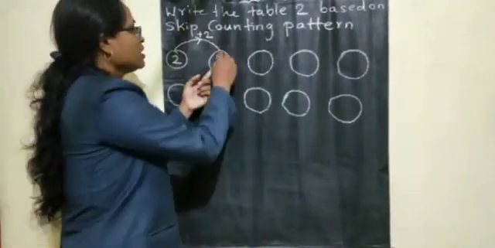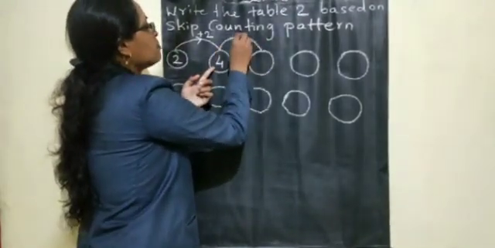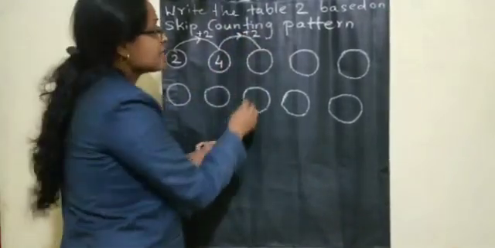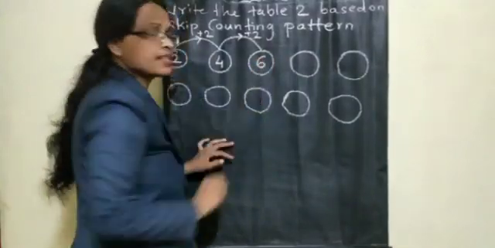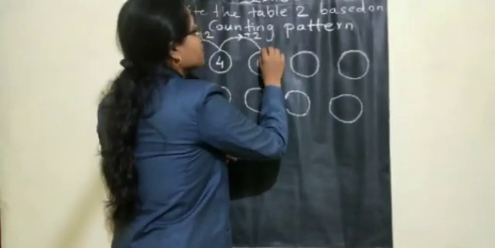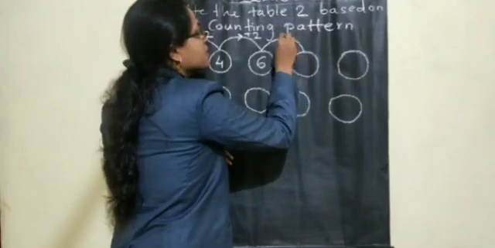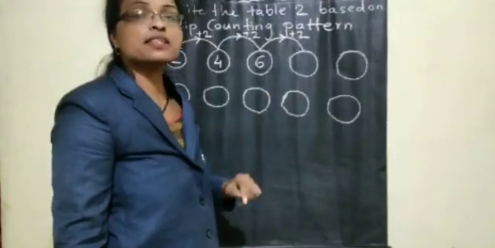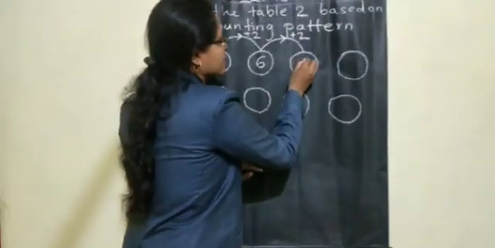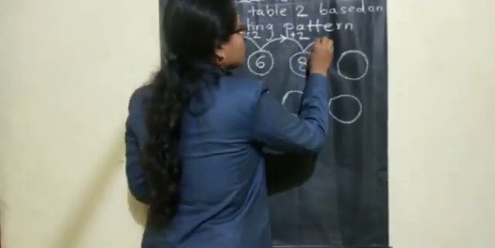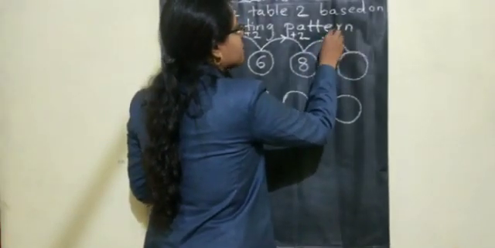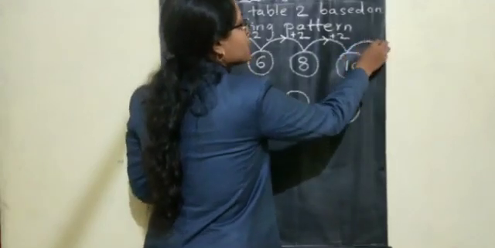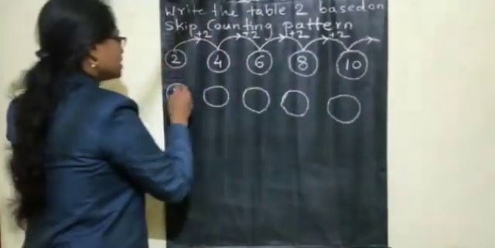For this 4, again if you add plus 2, 4 plus 2 is 6. Again the same process: you move to the next number and add plus 2. 6 plus 2 how much? 6 plus 2 is 8. Then again moving to the next number by adding plus 2, 8 plus 2 how much? 10.